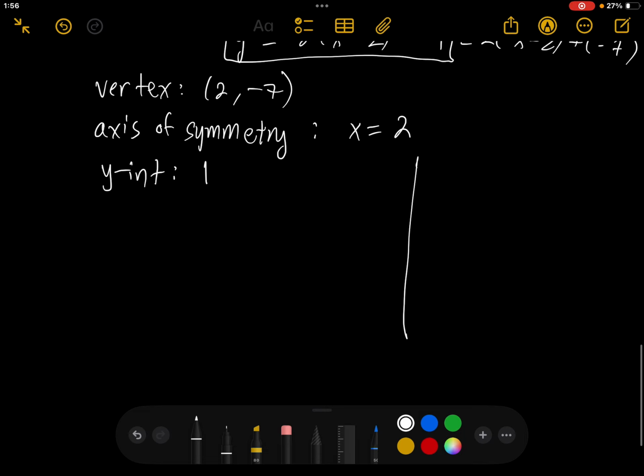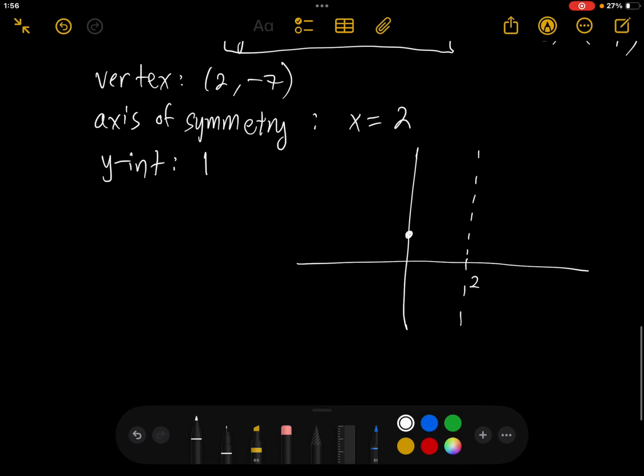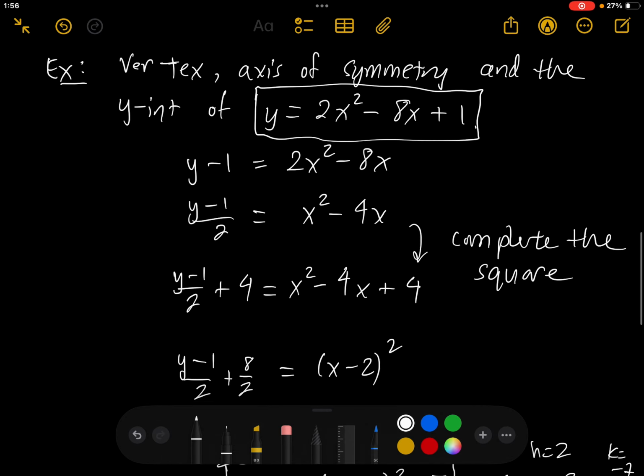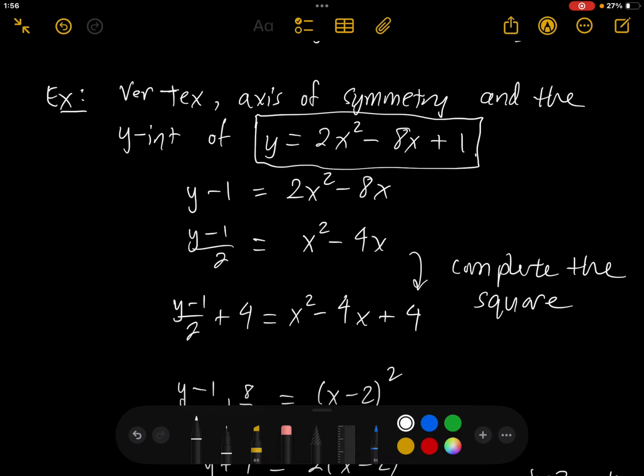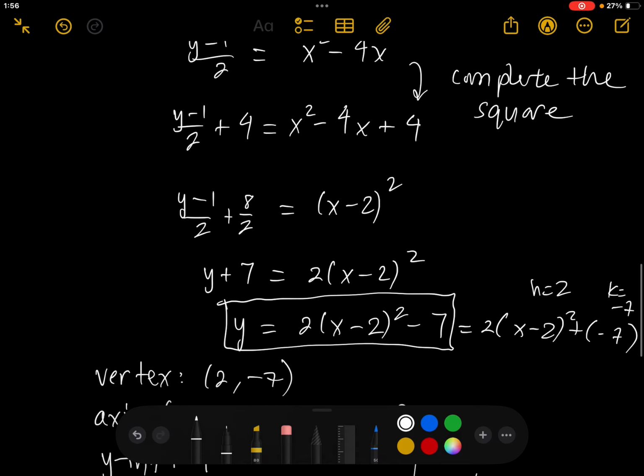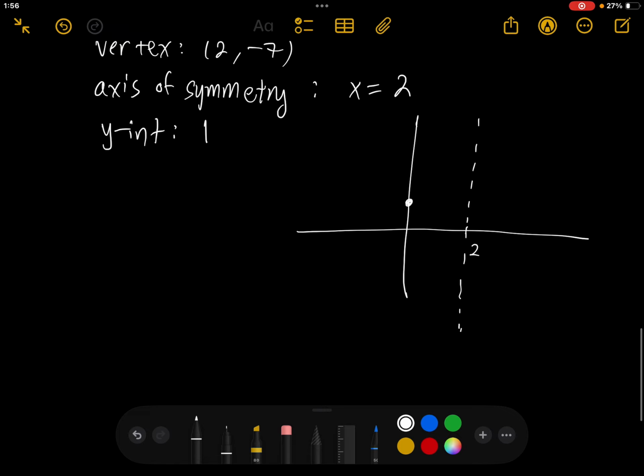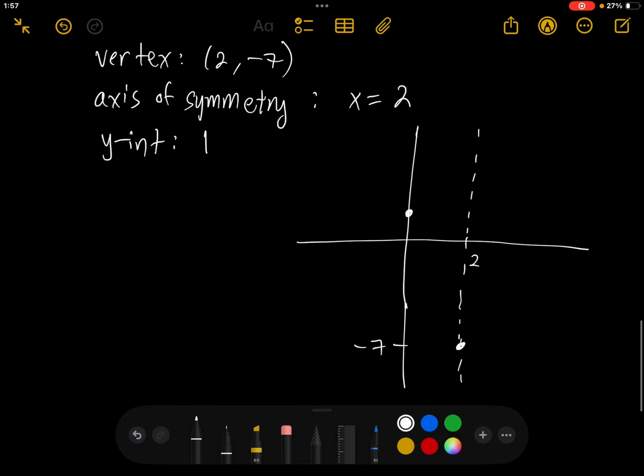The problem didn't say to sketch a graph, but let's just sketch a graph anyway. So the y-intercept is at 1, and then you have an axis of symmetry at 2. This parabola is congruent to y equals 2x squared. So it doesn't look like x squared, it looks like 2x squared. And it goes through the point (2, -7). And this point is 1. So it's going to look something like that.